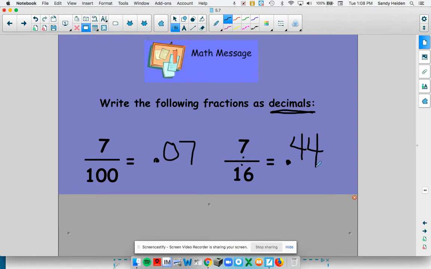Now if I want to change them to percents, I move my decimal 2 to the right. So this would be 7%. This would be 44%. I think of it as if I want to get rid of the decimal, I have to slide it 2 to the right. And if I have a percent and I need to get rid of the percent sign, I need to slide this 1 2 to the left.